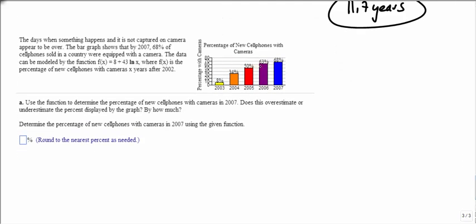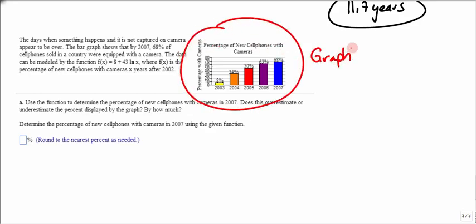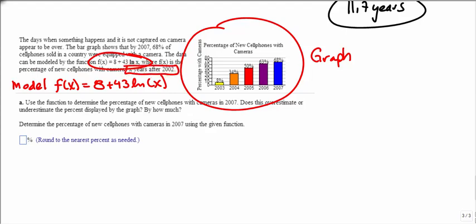Okay, so for this particular problem, we have a graph, so this piece is called the graph, obviously. And then we have a model, and so for our model, that's this in parentheses. So f of x equals 8 plus 43 ln of x. So when it says refer to the model, make sure you're referring to the model, and when they say refer to the graph, refer to the graph. Now, percentage of new cell phones with cameras x years after 2002. We kind of covered that up. So x represents the number of years after 2002.